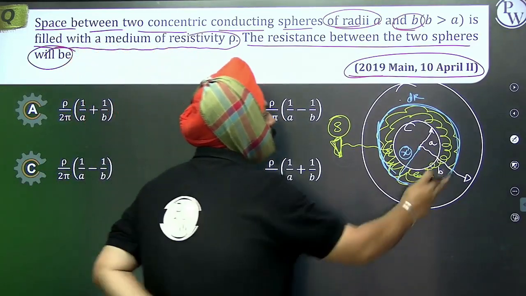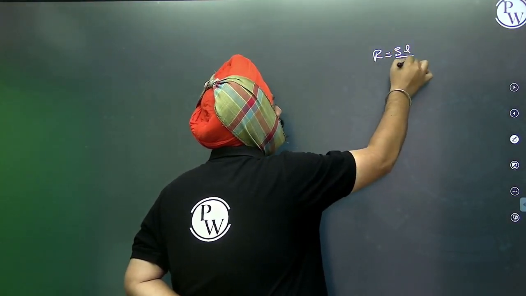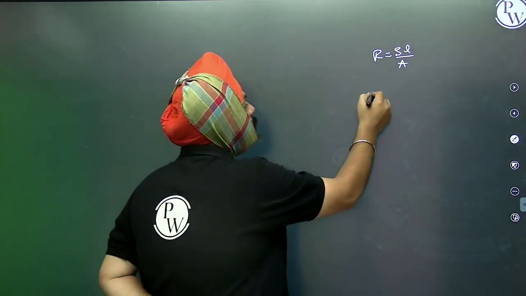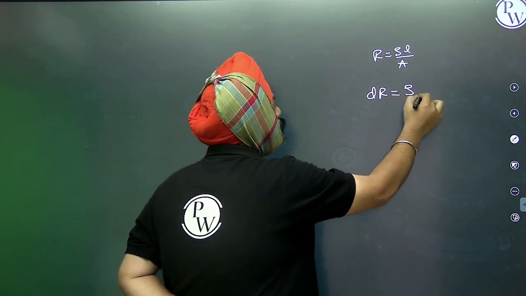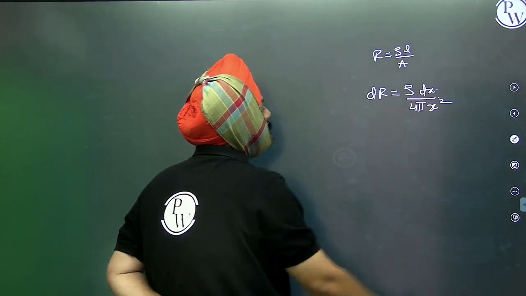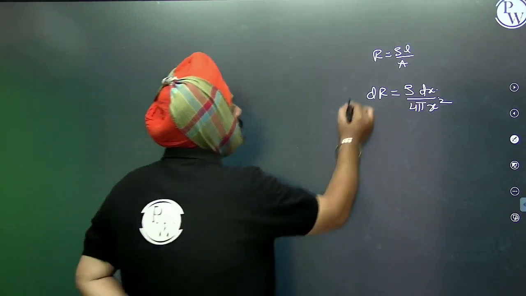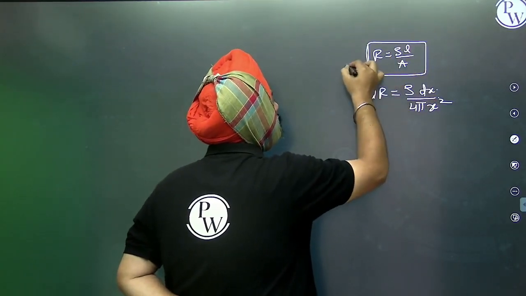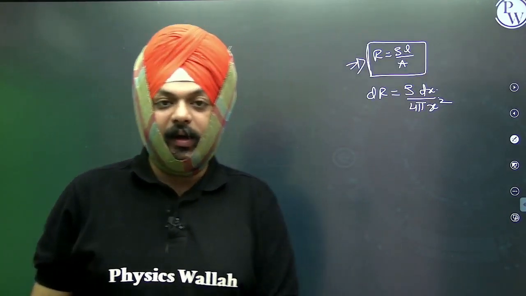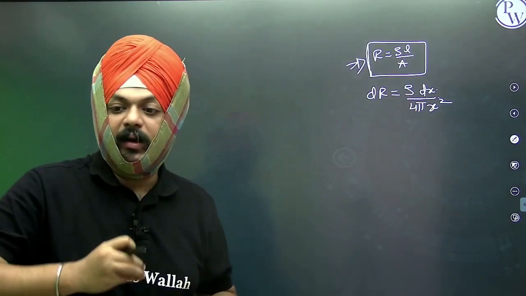Again, the general formula of resistance is R equal to rho L by A. But for this elemental mass, the resistance will be dR equal to rho times its width dx, whole divided by 4 pi x square, which is the area. A very simple formula of resistance: R is equal to rho l by A. Resistance completely depends on the geometry and the temperature.